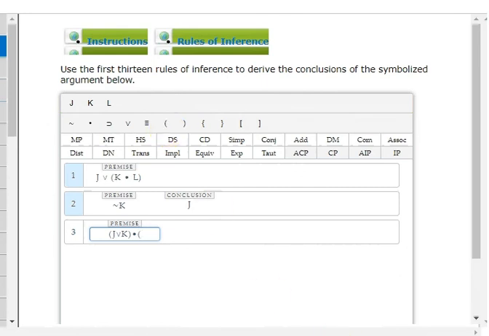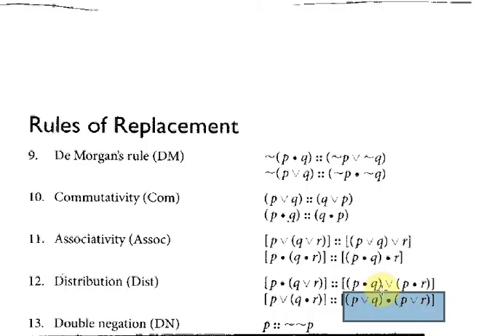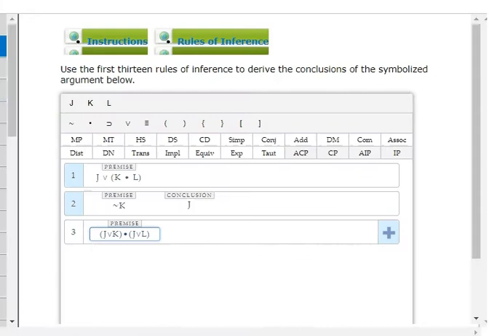So we have J or K. We still have J in the first position here, in the first conjunct, and we still have the wedge, and the L is what we have over here, right? Because again, we're distributing that J in a way, and so that should look similar in form to what we have here: P or Q and P or R, J or K and J or L. Okay, so what we did there is we applied distribution, right? So our rule is distribution. We did it to line 1, and so that should be legitimate.